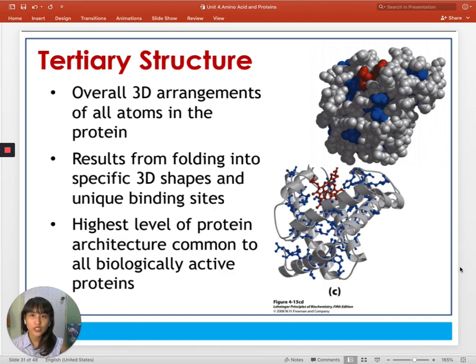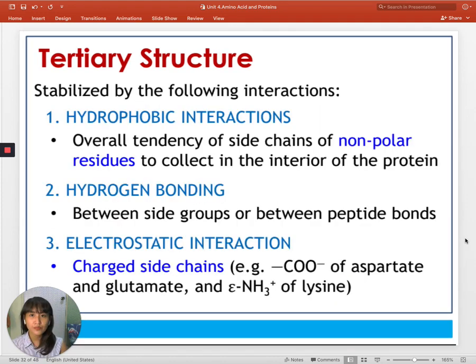The next structure is the tertiary structure. So basically, it is the overall 3D or three-dimensional arrangements of all atoms in the protein. So you can see here an example. Results from folding into specific 3D shapes and unique binding sites. This is the highest level of protein architecture common to all biologically active proteins. Tertiary structure. So here are some of the facts about this.